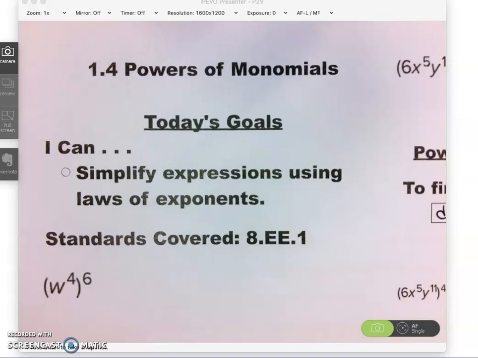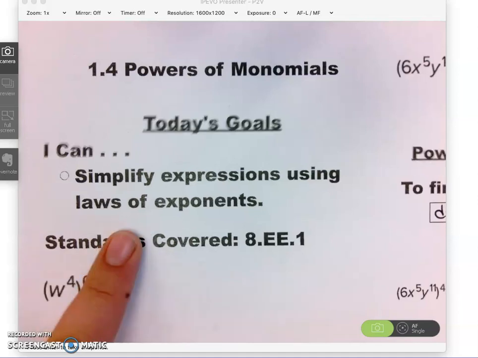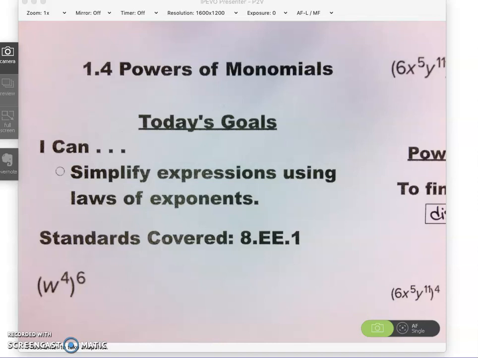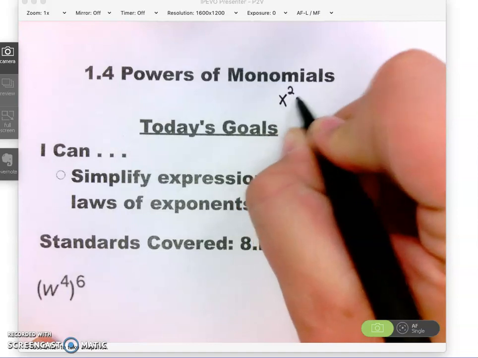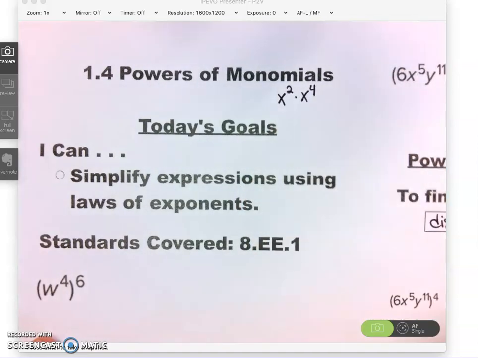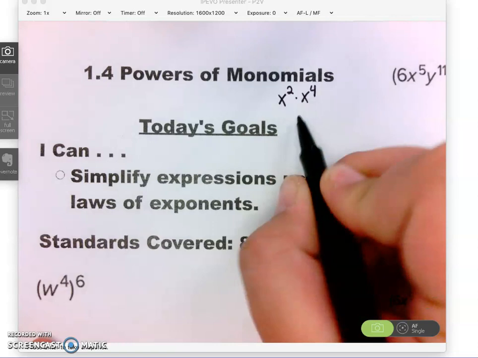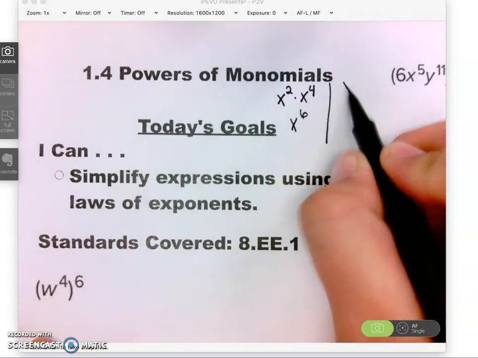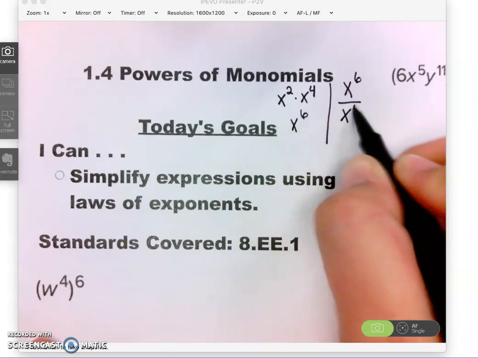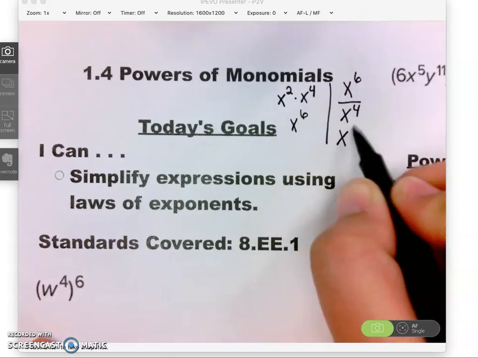Today we're going to be talking about powers of monomials. 1.4, we should be able to simplify expressions using those laws of exponents. So yesterday, 1.3, we talked about when we had like bases, say x to the second times x to the fourth, with those, if you have like bases, you can add their exponents. Just the same as if you have x to the sixth divided by x to the fourth, you can subtract and you would get x to the second.